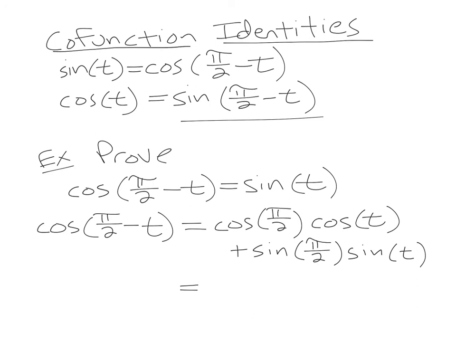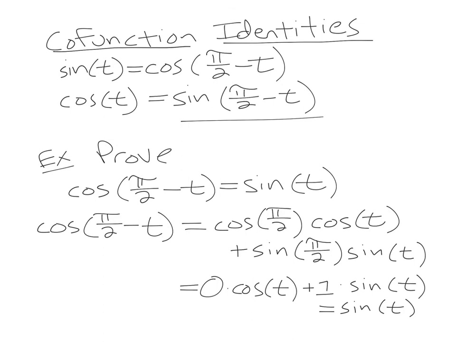And if you use your unit circle, you see that cosine of pi over 2 is 0. And you'll see that sine of pi over 2 is 1. Which means that first term cancels out and all we're left with is sine of t. So we also have identities like this for tangent and cotangent, but this is what I mean when we say we get a lot of identities for free out of the addition and subtraction identities.